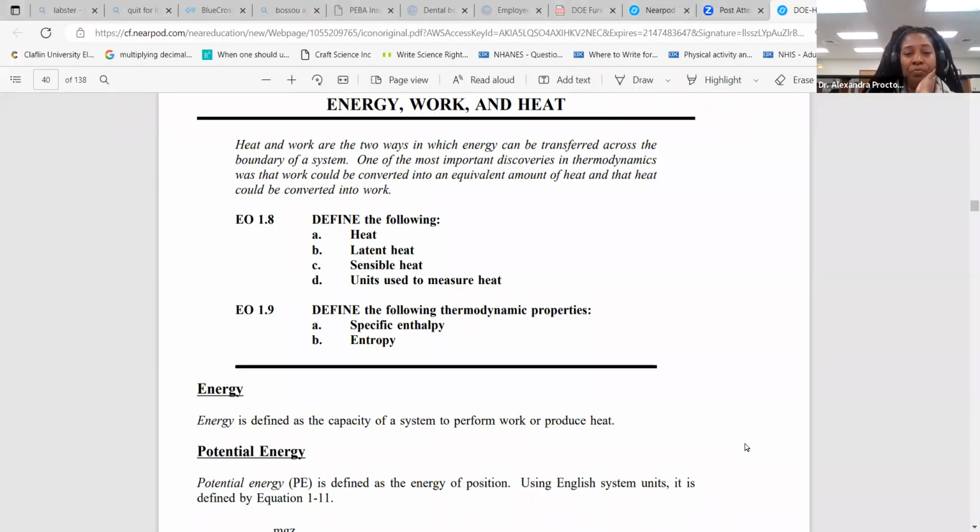So we are back, and I'm going to share my screen again. And we'll keep going through this volume 1. So this next section talks about energy, work, and heat. We're going to define heat, latent heat, sensible heat, and the units to measure heat, and then define specific enthalpy and entropy. So specific enthalpy is H and entropy is usually S.